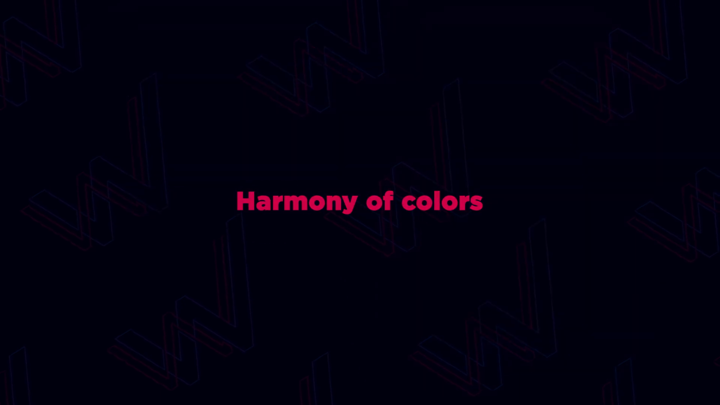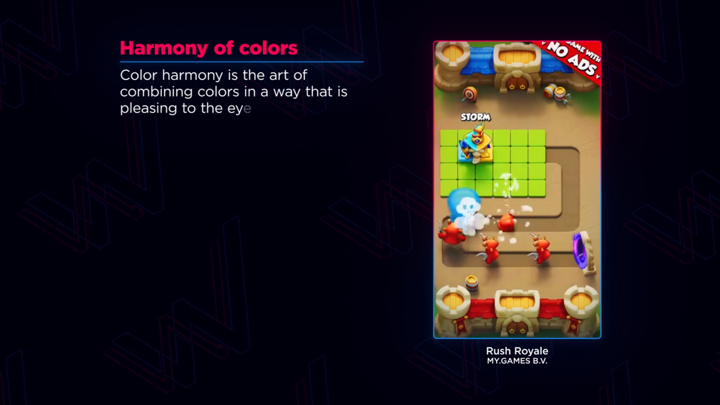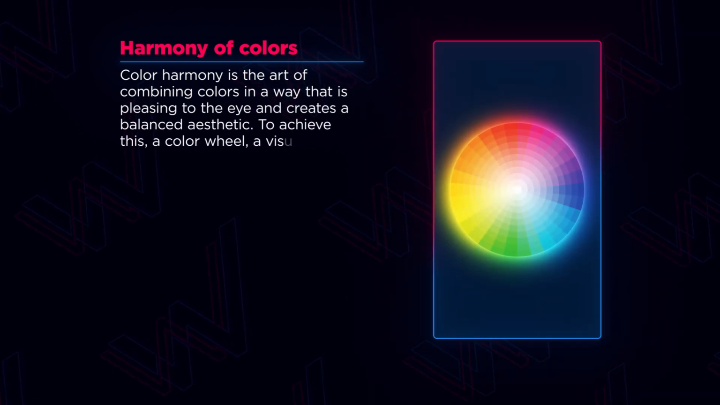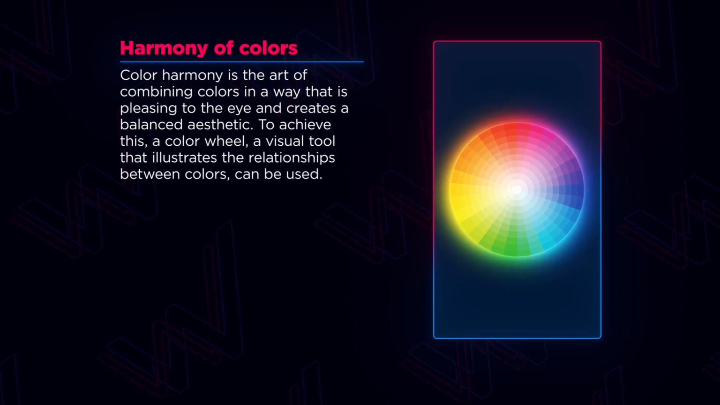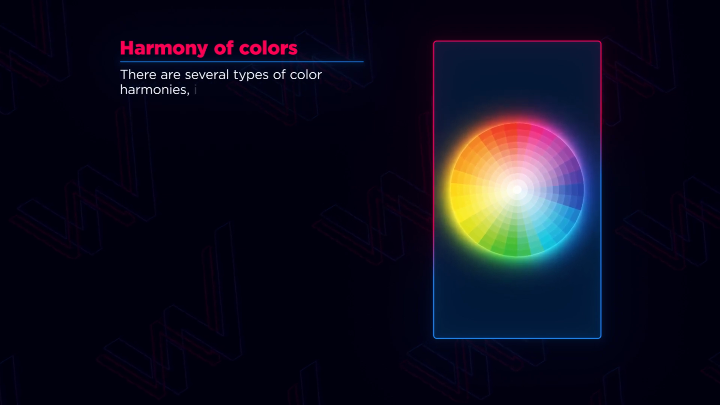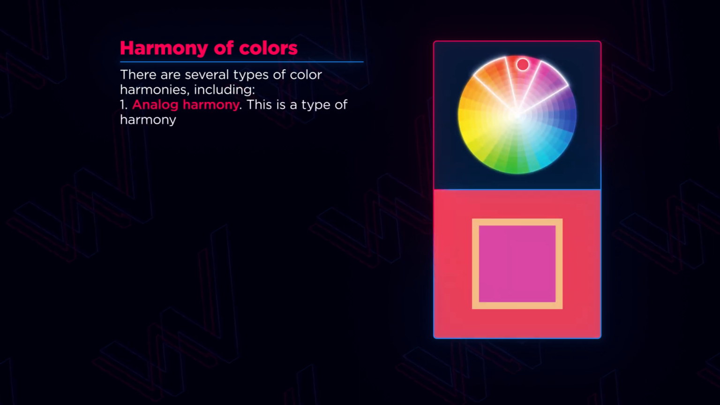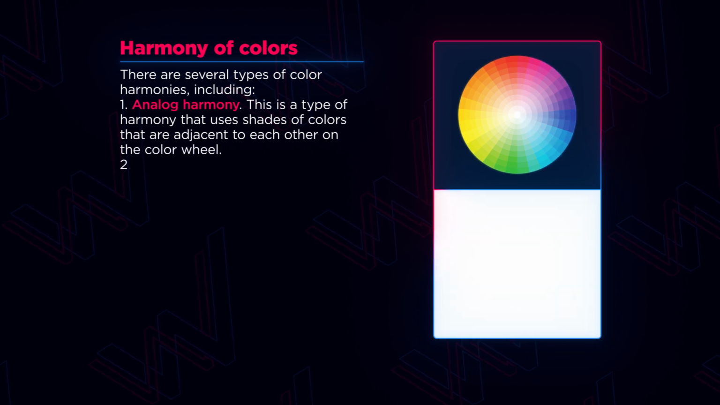Harmony of colors. Color harmony is the art of combining colors in a way that is pleasing to the eye and creates a balanced aesthetic. To achieve this, a color wheel, a visual tool that illustrates the relationships between colors, can be used. There are several types of color harmonies, including Number 1. Analog harmony. This is a type of harmony that uses shades of colors that are adjacent to each other on the color wheel. Number 2.